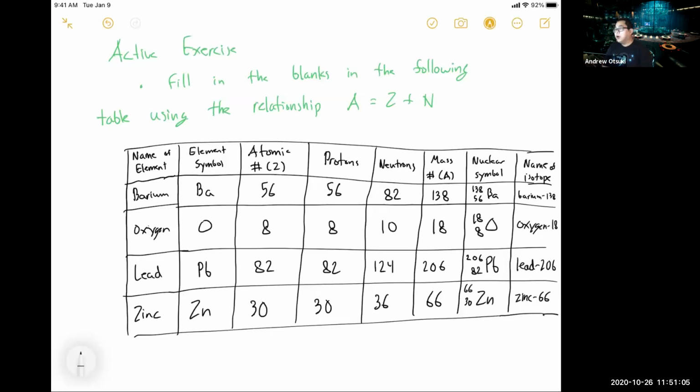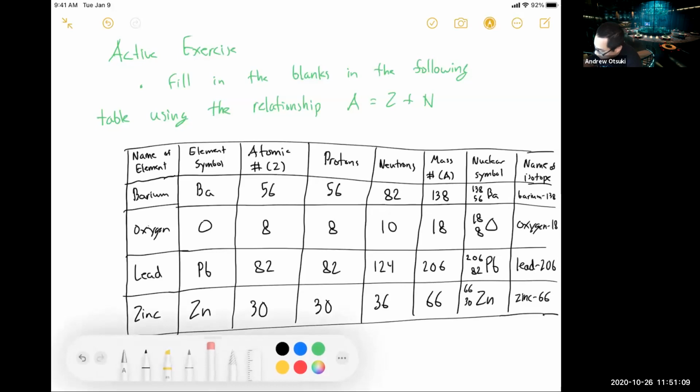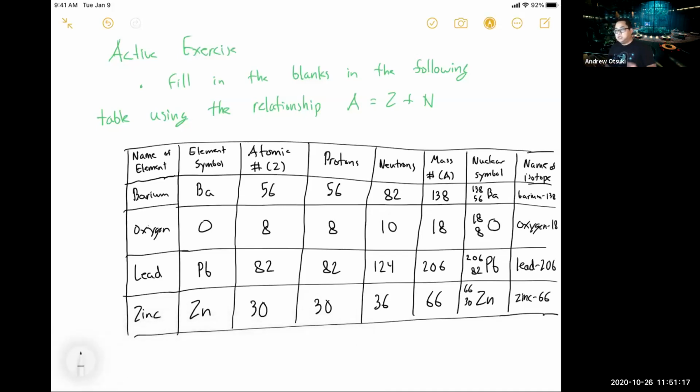All right, guys. So hopefully that exercise was okay. If you're still struggling, I will go back and try these again and see if you get the same answers. Just remember, you need to use the atomic number and the mass number and know what those definitions are. Atomic number is the number of protons. Mass number is the number of neutrons and protons combined.